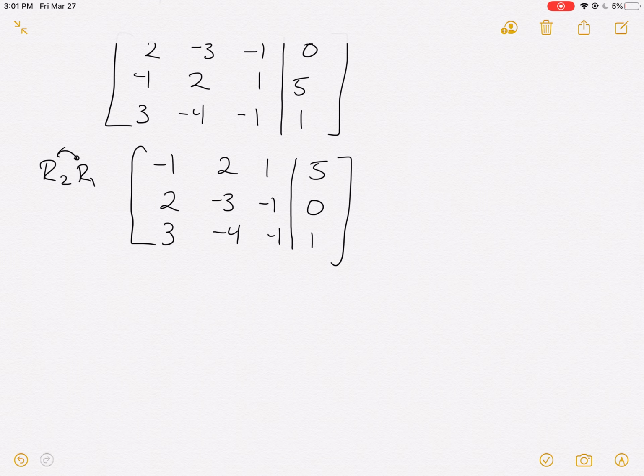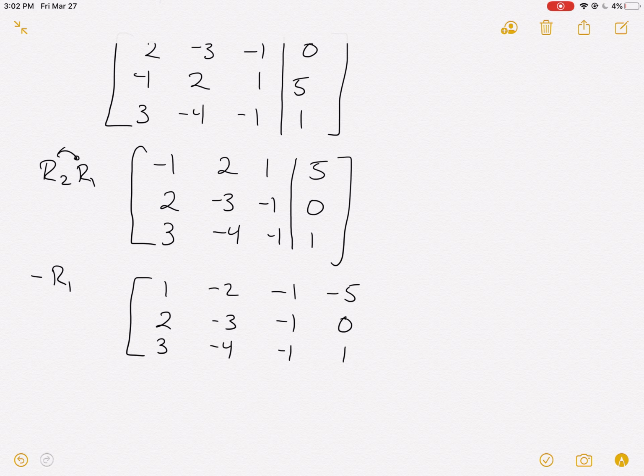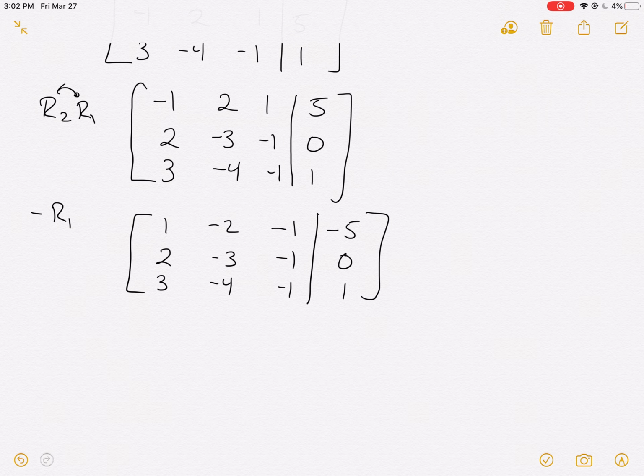I'm probably in these videos just going to model one decision at a time to just make sure that we're okay. The next thing I would do is take negative row 1. The whole reason I switched that row is because there was already a 1 there. So if I take negative row 1, everybody's going to change signs. And I'll have a 1, a negative 2, a negative 1, and negative 5 across the top. And then these other rows staying the same, just one thing at a time. So that's what happened there to produce that next one.